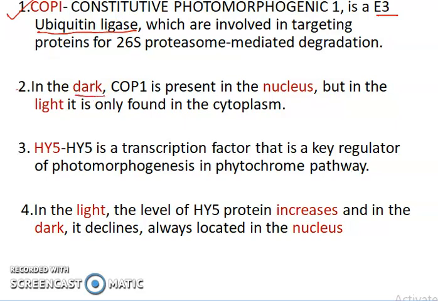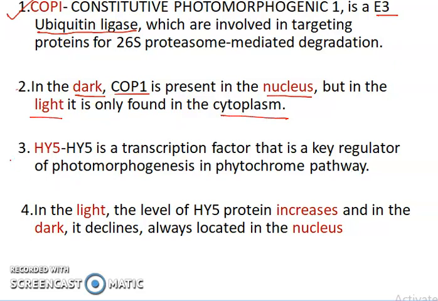Now, we will see its presence in dark and in the presence of light. During the dark condition, COP1, which is an E3 ubiquitin ligase, is present in the nucleus, and during the light condition or during the day, COP1 is present in the cytoplasm.